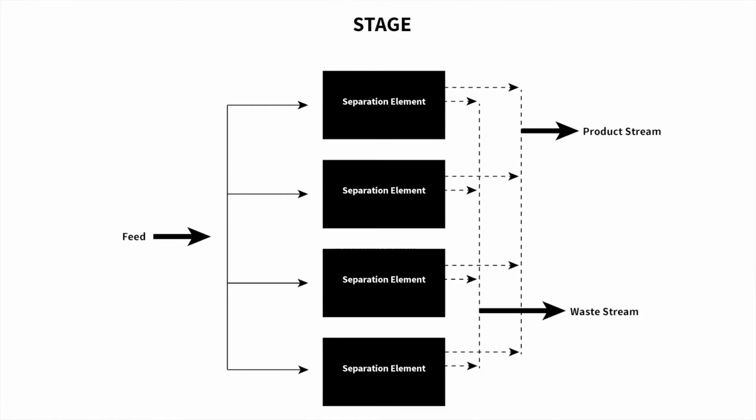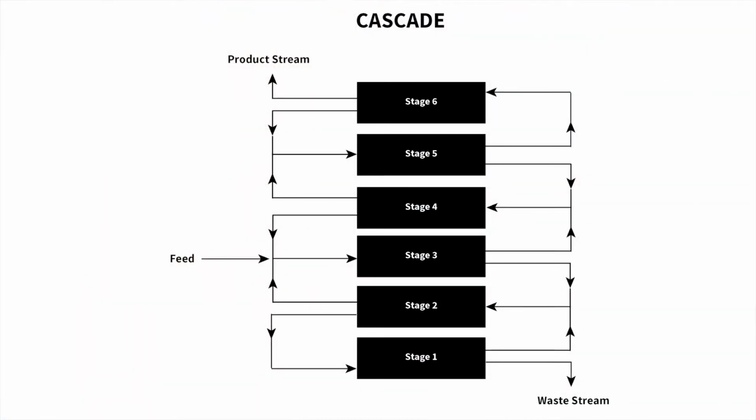Separation elements are first arranged in parallel, allowing material to be enriched simultaneously. This is done to increase the material throughput. These parallel arrangements of separation elements are called stages. Stages are then connected in series to form cascades. Basically, the enriched output stream of each stage becomes the feed stream for the next stage in the series, and so on. As the stage increases the throughput of the enrichment process, cascades allow for a multiplication of the separation factor of the separation elements in order to achieve a higher product enrichment.